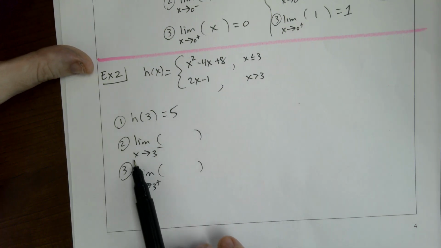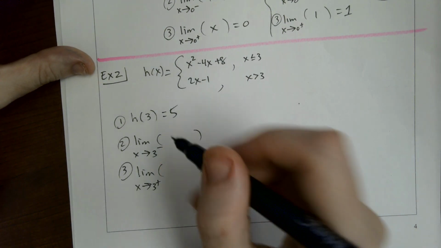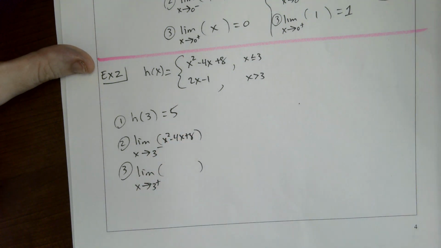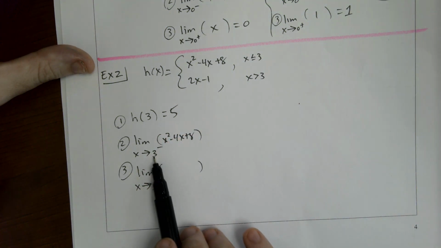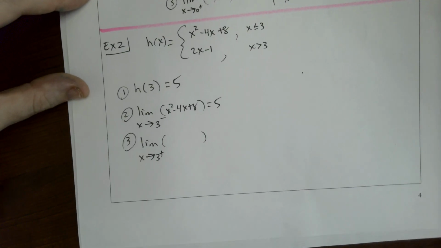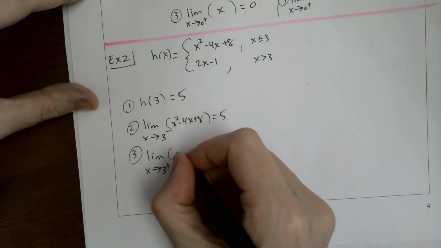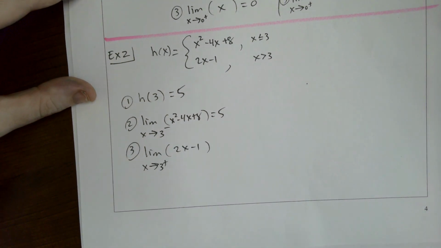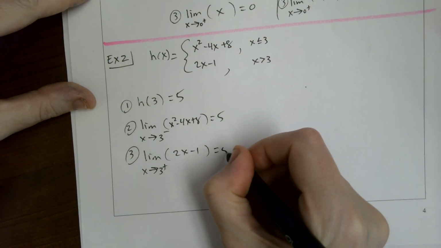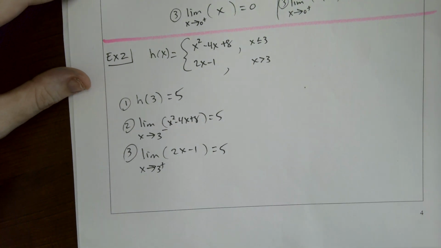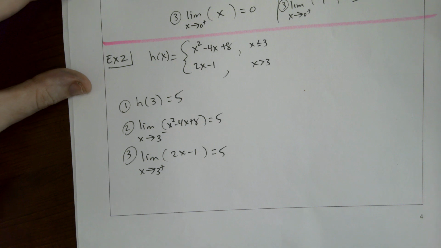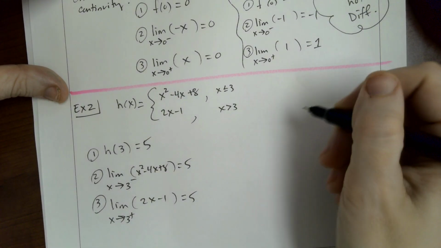Okay. Now the limit as x approaches 3 from the left. So I'd be using this top part. And if I plug 3 in, I get 5. Okay. Now x approaches 3 from the right. So we'd be using that. And I plug 3 in, and this is also 5. So h of x is continuous at x equals 3. Now we just need to check differentiability.